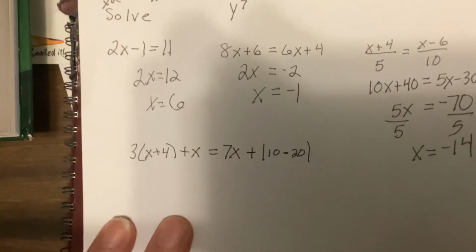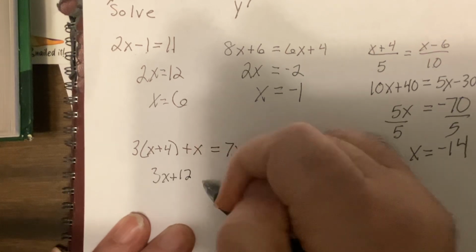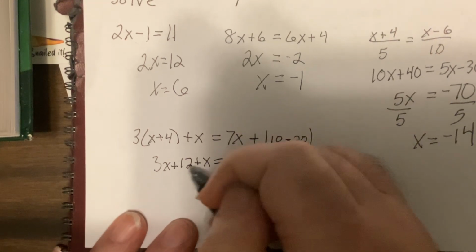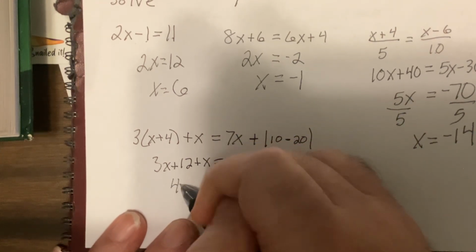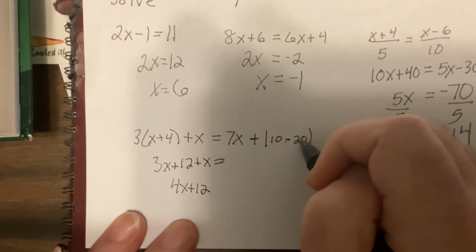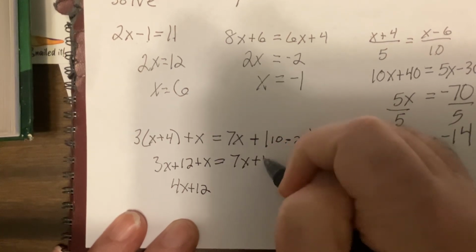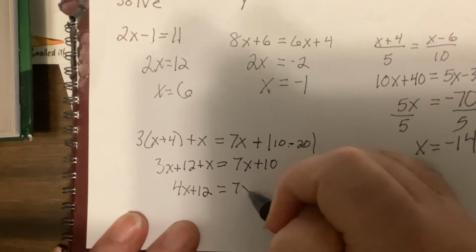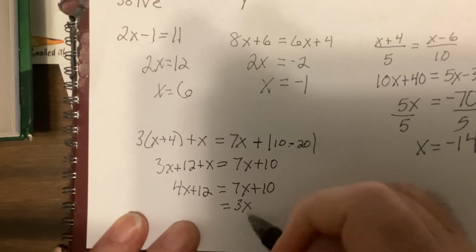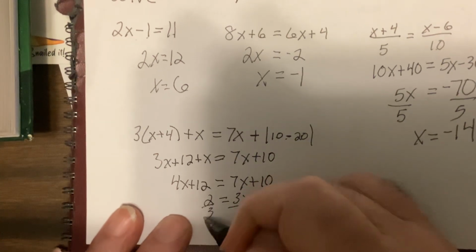And the last problem, holy cheese, lots of steps. Distribute the 3. I think it's easier if you just simplify one side till you get it all simplified. It's on the same side, so I just combine. So it's 4x plus 12. This one, simplify. 10 minus 20 is negative 10. Absolute value makes it positive 10. Then I'm going to subtract 4x from both sides. Subtract 10. Divide by 3.